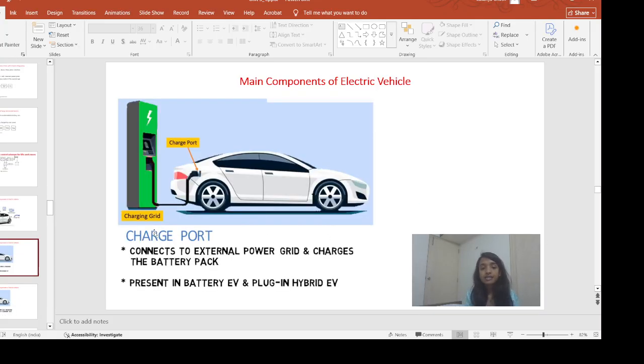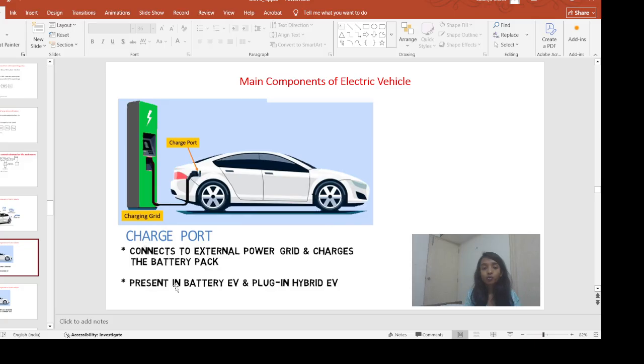Now let us see each of these components one by one. So this charge port, what it will do, it will connect the external power grid. This is my external power grid, and it will charge the battery pack. What is battery pack? It is the assembly of the batteries that are used to store the electricity.